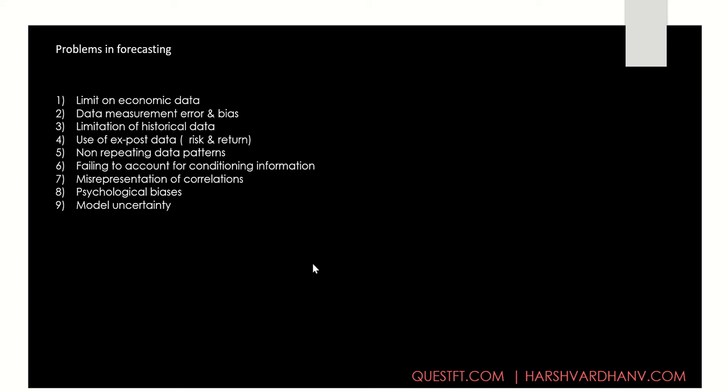Ninth is model uncertainty. Model uncertainty is basically that your forecasting is as good as your model. So it is important to select the right model for the right asset class. The model should match what the asset class attributes are, and the model is very sensitive to the input data. If your model is very sensitive to certain factors and those factors themselves are not computed properly, your model becomes really unstable. It's not a reliable model.